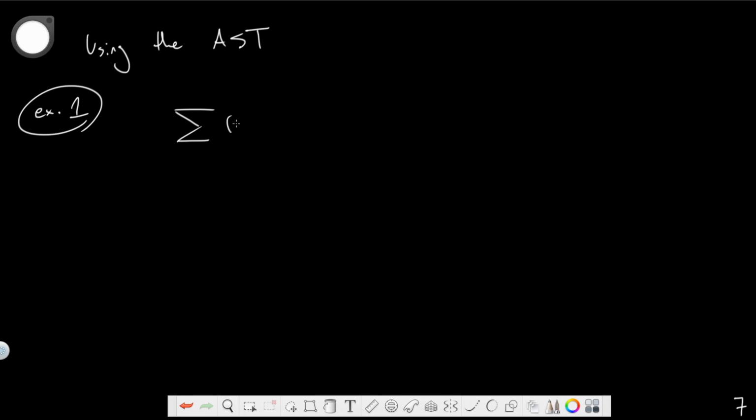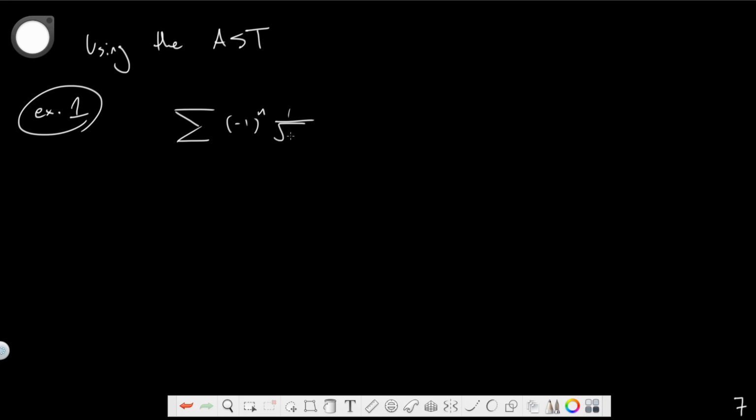Let's use it. All right, using the alternating series test. I'm going to abbreviate it with AST. All right, example number 1. Using the alternating series test is pretty straightforward. Here is my example. It's, of course, an alternating series.